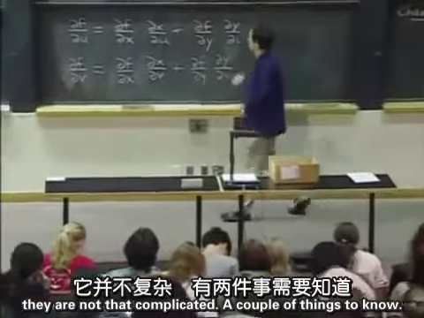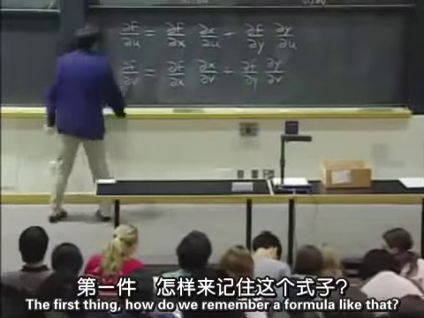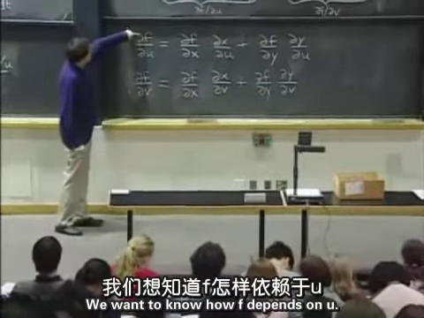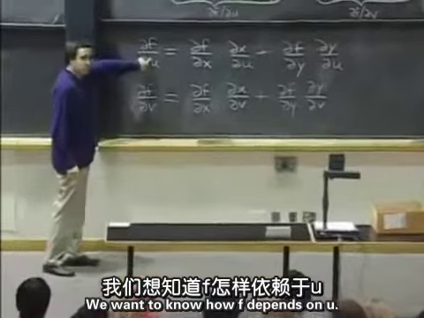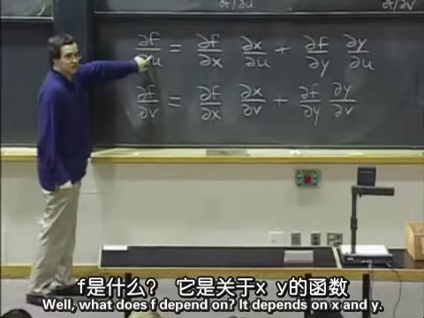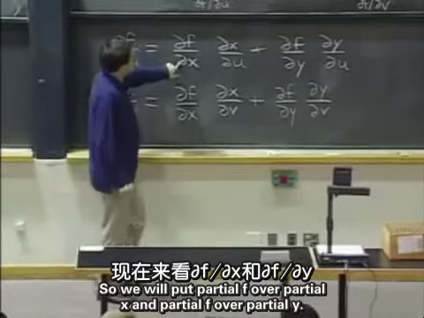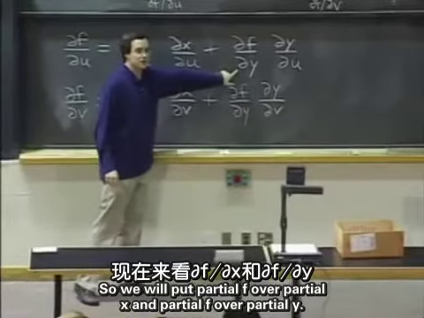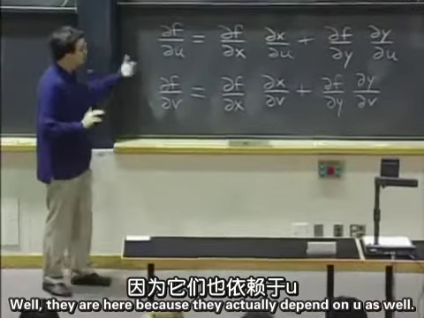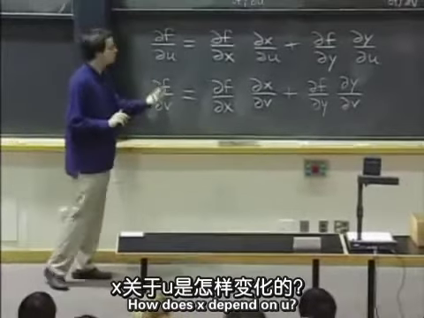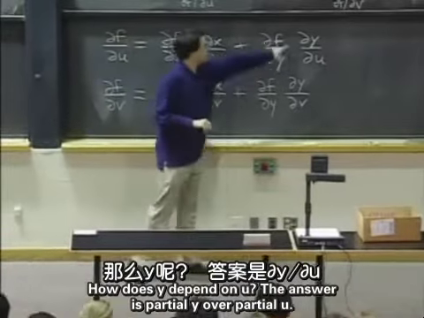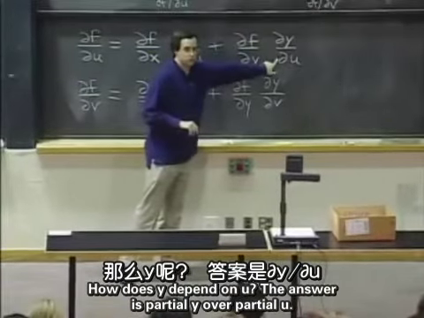So a couple of things to know. First thing, how do we remember a formula like that? Well, that's easy. We want to know how f depends on u. Well, what does f depend on, actually? It depends on x and y. So we'll put partial f partial x and partial f partial y. Now, x and y, why are they here? Well, they're here because they actually depend on u as well. How does x depend on u? Well, the answer is partial x partial u. How does y depend on u? The answer is partial y partial u.